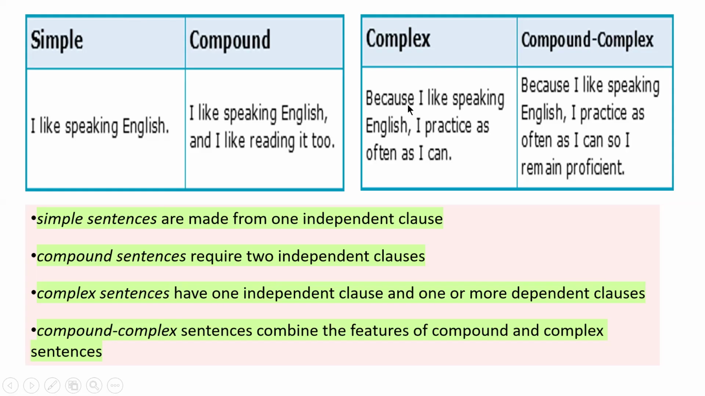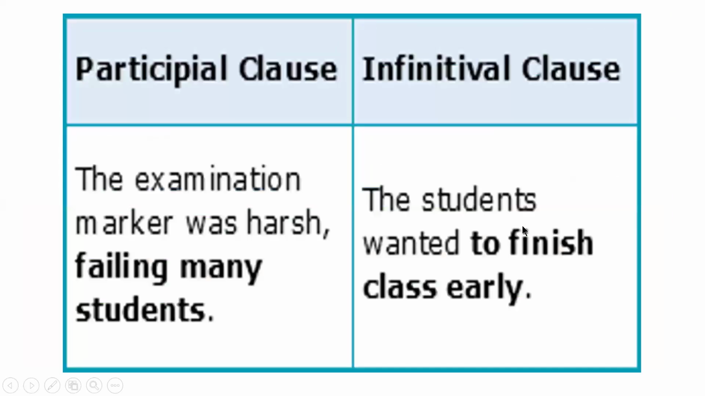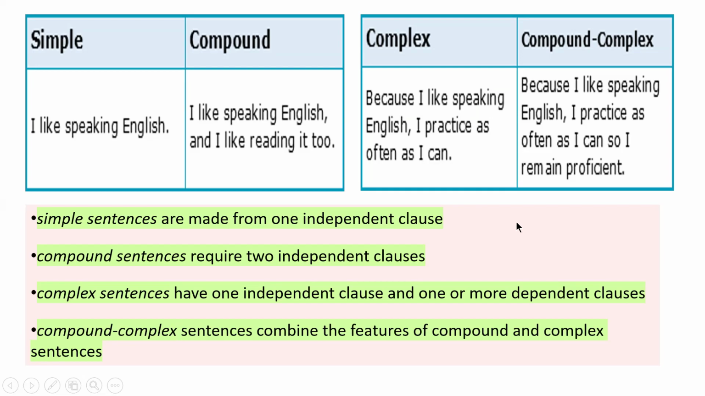Complex sentence: Because I like speaking English, I practice as often as I can. "Because I like speaking English" is a dependent clause. "I practice" is an independent clause. "As often as I can" is a dependent clause.